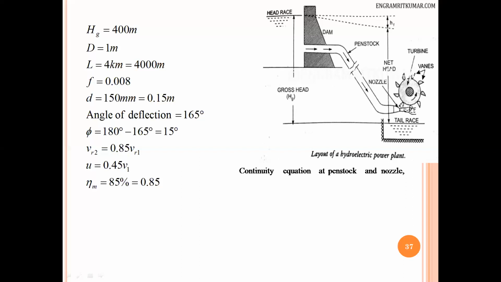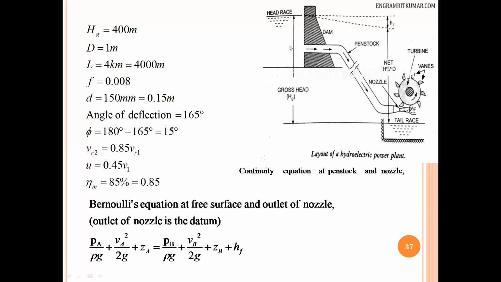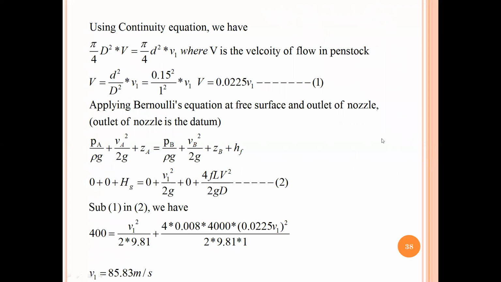So I'll be using my continuity equation at the penstock and nozzle, and then I'll be using my Bernoulli's equation at the free surface. This is point A, this outlet of the nozzle is point B, and this is my reference. Since I'm considering losses, my equation will look like this: PA by rho g plus VA square by 2g plus ZA is equal to PB by rho g plus VB square by 2g plus ZB plus HF. Here I'm considering only the major loss, that is loss due to friction.